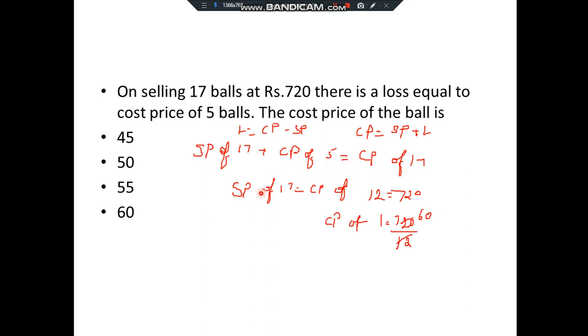So take CP of 5 to the right hand side. So SP of 17 is equal to CP of 12, which is equal to 720. We have to find the cost price of 1 ball. So 720 divided by 12, which is 60. So 60 is the answer.